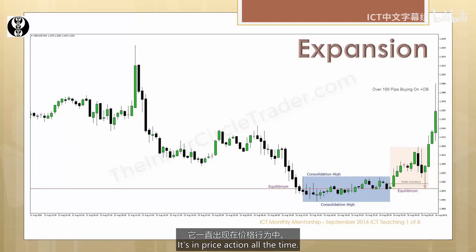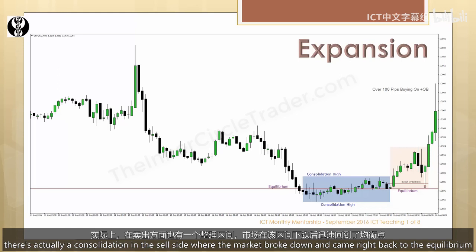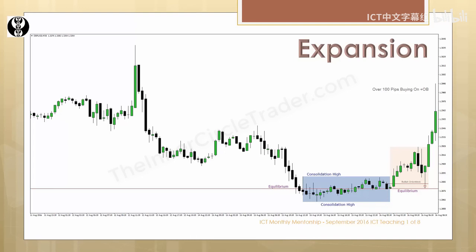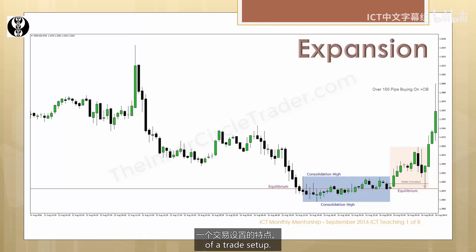It repeats itself all the time. It's in price action all the time. And if you study just to the left of the consolidation we have shaded in blue, there's actually a consolidation in the sell side where the market broke down and came right back to the equilibrium price point again and then sold off. I'll leave that for your study now, but we're going to move over to the next characteristic of a trade setup.